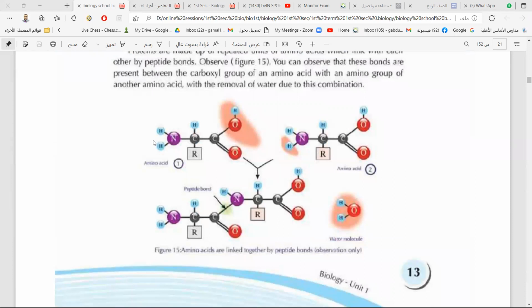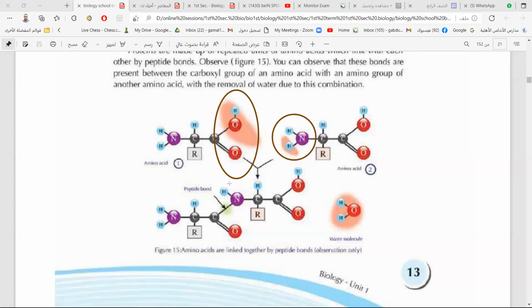How can an amino acid join with another amino acid? There is a bond formed between two amino acids. This bond is called the peptide bond. The joining happens between the carboxyl group of one amino acid, like this one, and the amino group of another amino acid, like this one. What will happen here to make a chain of two amino acids? It is called a dipeptide molecule.